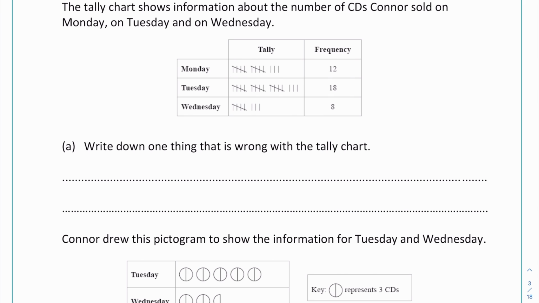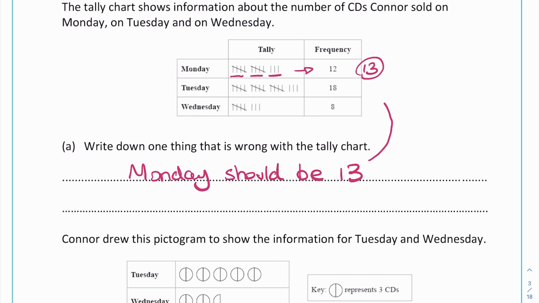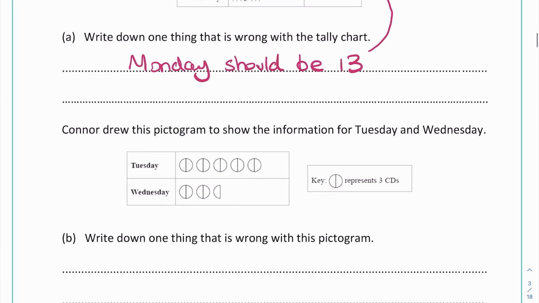So on Monday we have 5, 5 and 3, and that adds up to 13. Now straight away 12's written in the top, but it should be 13. So we just write that. So Monday should be 13. There we go. And if you're not sure how to explain something, that one's relatively nice and easy. You can always point an arrow from your description and just point it at the one that you're talking about, if that helps you with your explanation.